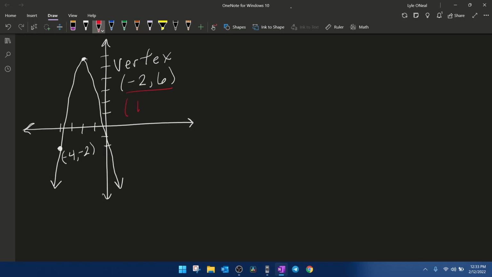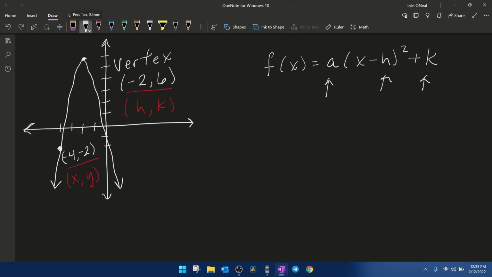Remember, the vertex is the ordered pair h, k in vertex form. And this other point they've given us, that's just a generic x, y on the graph. So since they gave me the vertex, I'm going to start with vertex form. In order for you to have the quadratic function, you do need values for a, h, and k. If you know all three of those variables, then you have your quadratic function.